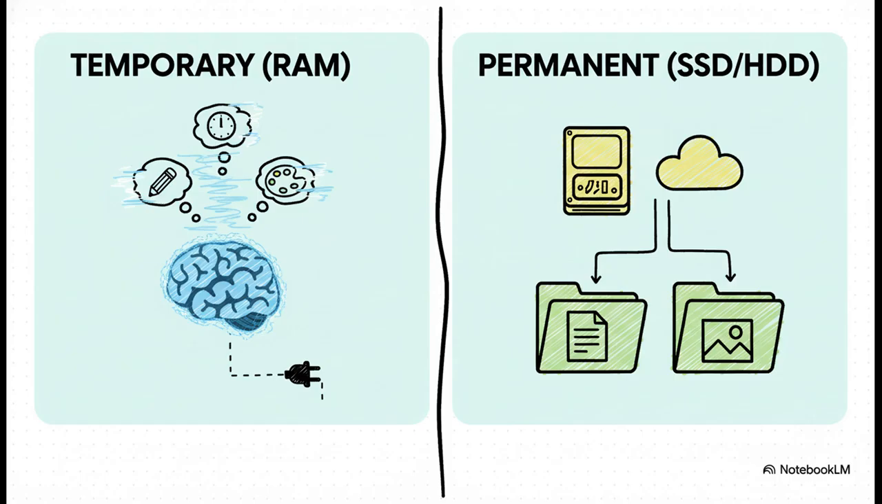Think of temporary storage, or RAM, like the stuff you have out on your desk. It's right there, it's super fast to grab what you need, but when you turn the power off, poof, it's all gone.